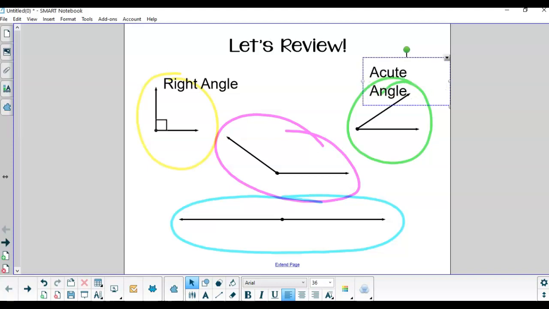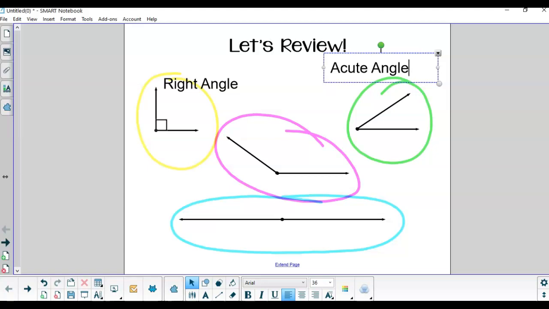How many of you remember our little song for acute angles? Go ahead, sing it. Come on, don't be afraid. Sing it. Acute. So tiny, smaller than 90. Acute. So tiny, smaller than 90.